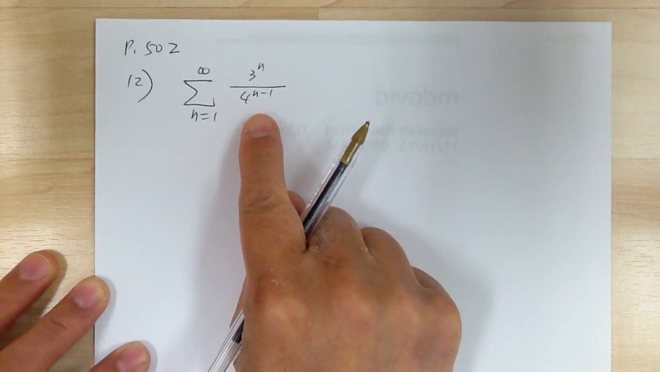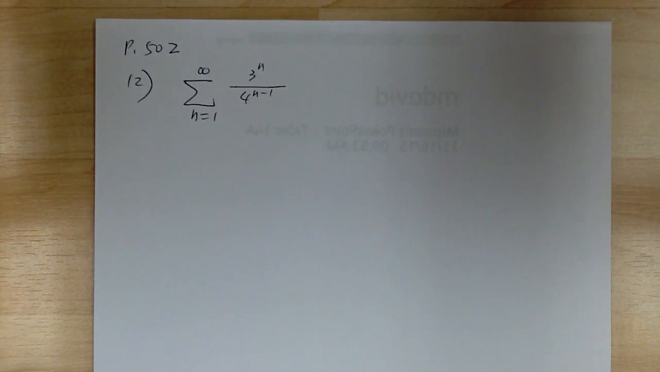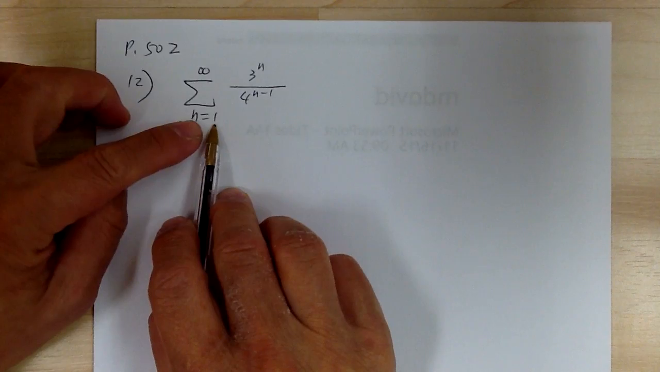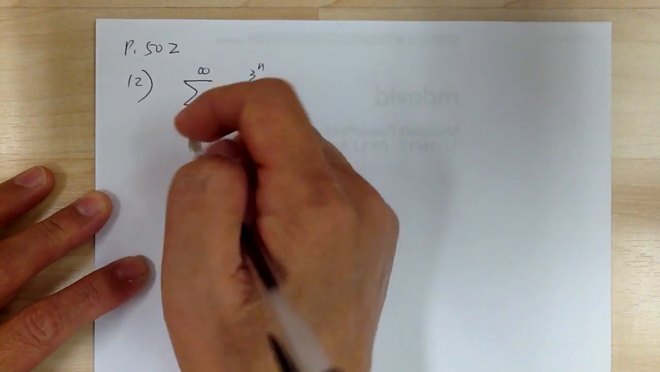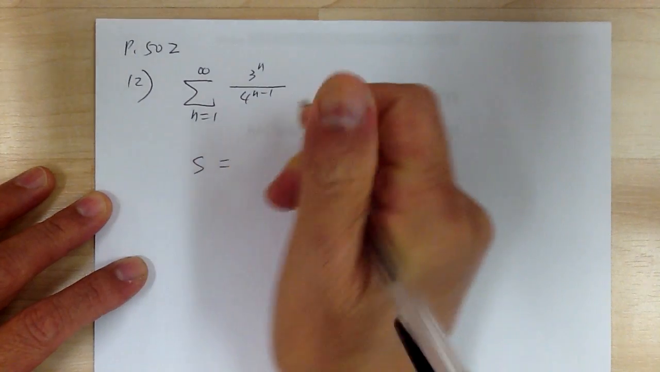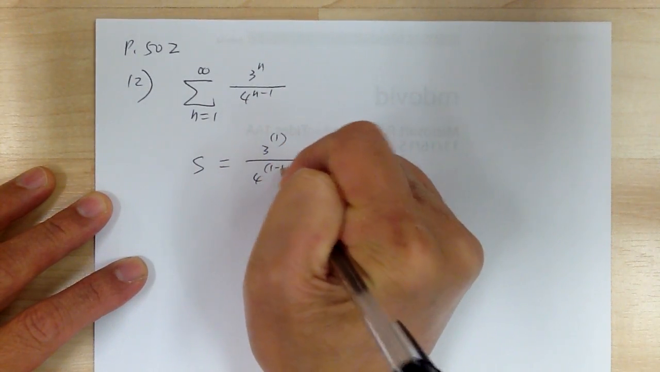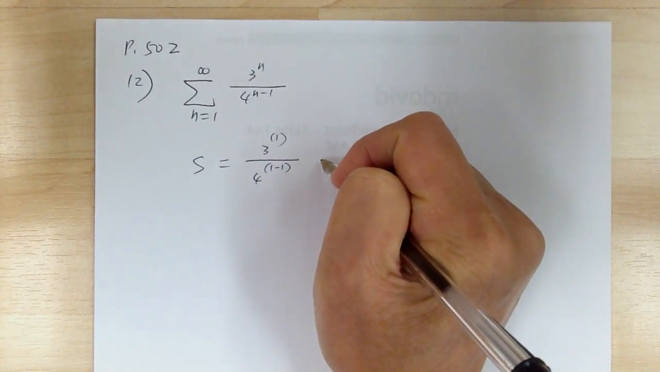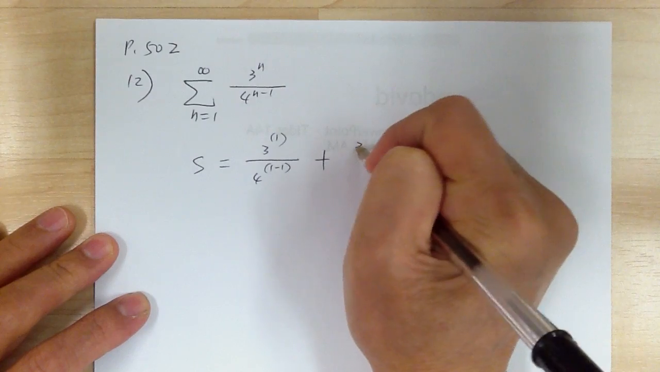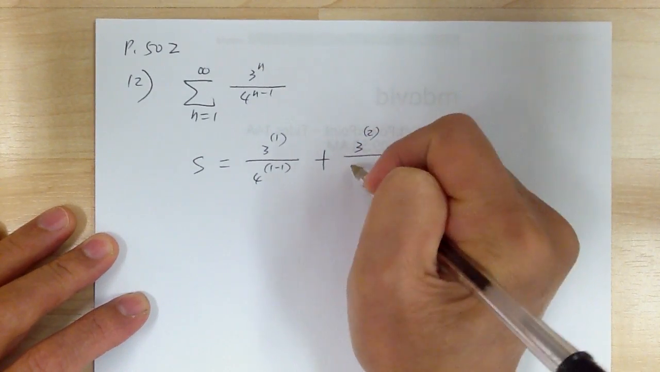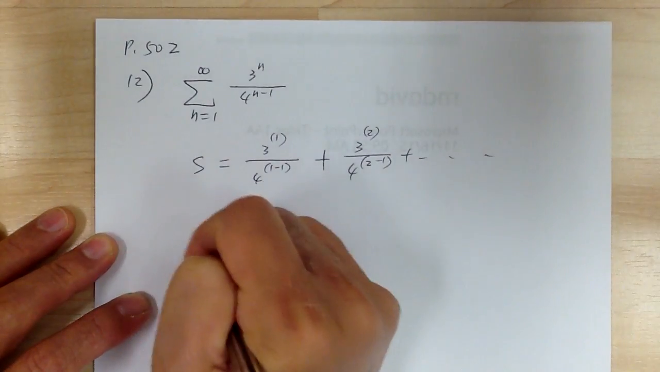Okay, so it tells you that this is an infinite geometric series, right? And you can tell by this, right? And from 1 to infinity, right? So let's go and, so S equals 3 to the 1 over 4 to the 1 minus 1. And let's go and do at least 2 terms so we can figure out what the r is, right? So 3 to the 2 over 4 to the 2 minus 1 plus dot dot dot, right?